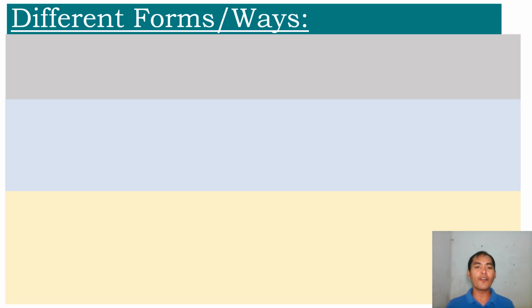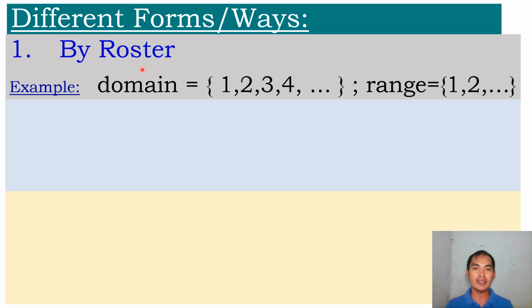The different forms or ways of expressing the domain and range of rational function. First, by roster method, or we call it by listing all the elements. For example, the domain is the set of numbers 1, 2, 3, 4, and so on. Or the range is the set of numbers from 1, 2, and so on.